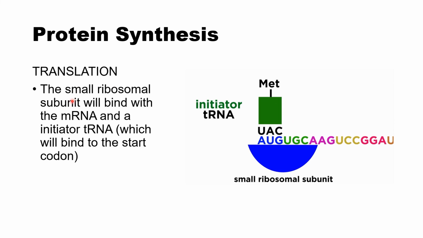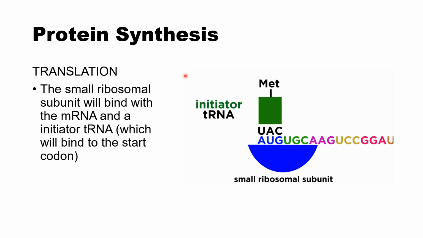So, the small ribosomal subunit will bind with the mRNA and an initiator tRNA, which will bind to the start codon. So, isa-isahin natin. Yung mRNA natin, magbabind siya ngayon doon sa small ribosomal subunit, yung part ng ribosome. So, isang part ng ribosome ito, yung small ribosomal subunit. Magbind silang dalawa, yung mRNA at saka itong small ribosomal subunit.